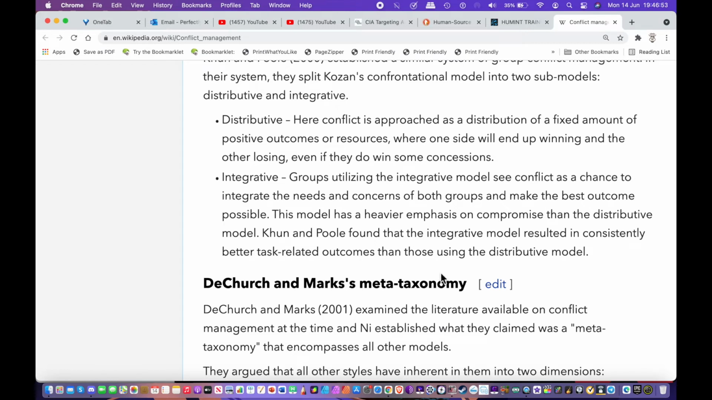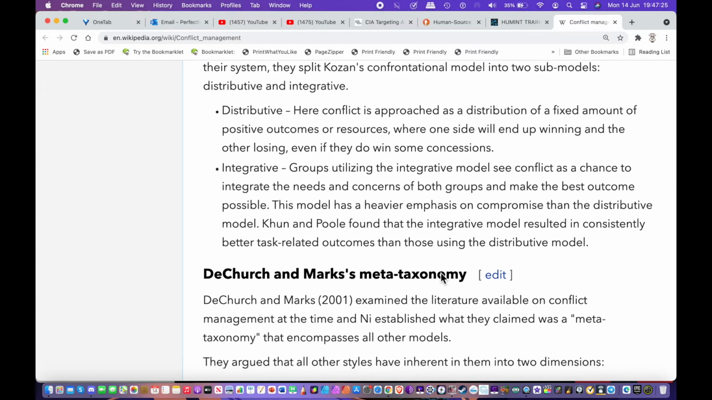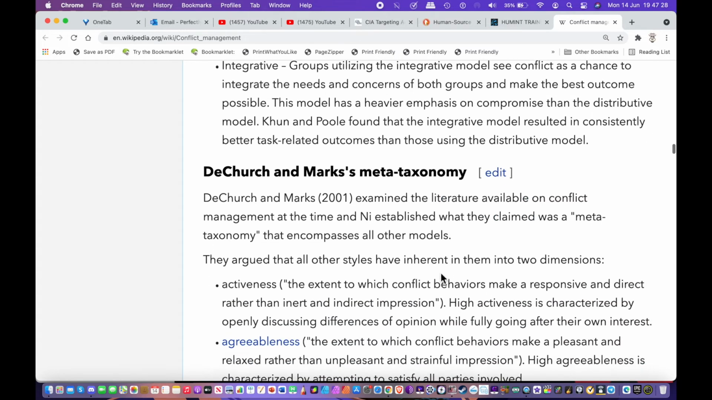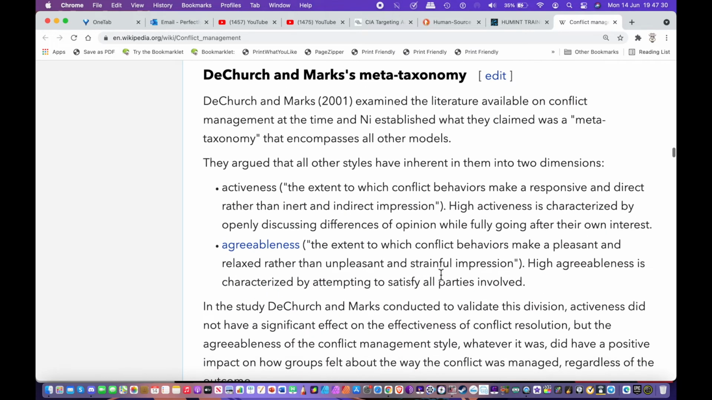Integrative. Groups utilizing the integrative model see conflict as a chance to integrate the needs and concerns of both groups and make the best outcome possible. This model has a heavier emphasis on compromise than the distributive model. Kuhn and Paul found that the integrative model resulted in consistently better task-related outcomes than those using the distributive model. Okay.